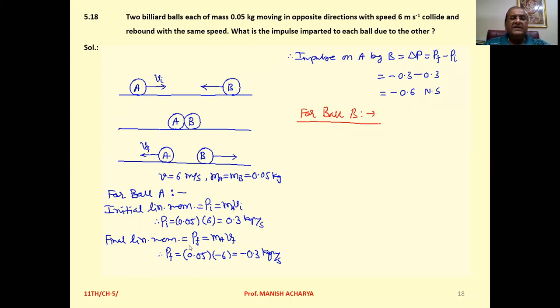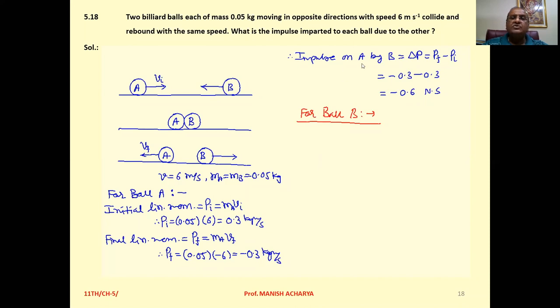Then the final linear momentum of A. So Pf is Ma into Vf. So Pf is 0.05 into minus 6, because after collision, it moves in the opposite direction. So minus 0.3 kilogram meter per second.